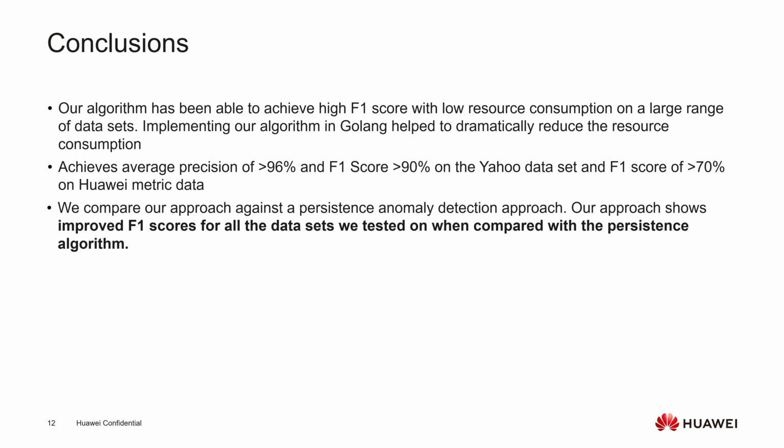The conclusions from this paper and this work are that our algorithm has been able to achieve a high F1 score with low resource consumption on a large range of datasets. Implementing our algorithm in Golang has helped to dramatically reduce the resource consumption. We've been able to achieve an average precision of greater than 96% and an F1 score of greater than 90% on the Yahoo dataset, and an F1 score of greater than 70% on the Huawei metric data. We compared our evaluation against the persistence anomaly detection approach, and our approach shows improved F1 score for all the datasets we tested on when compared with this algorithm.